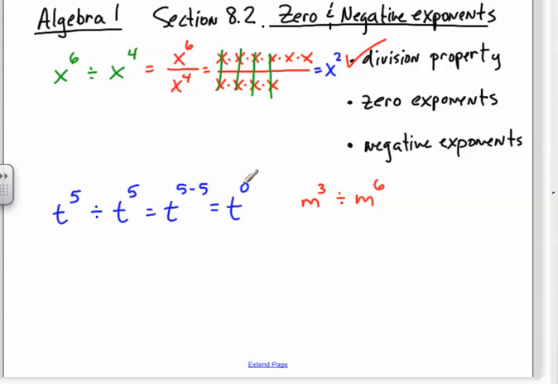Well, let's do something that we did up at the top. Let's do t to the 5th over t to the 5th. Now that's true, right? Because it's a division problem. Wait a minute. Any number over itself is always equal to 1. That means t to the 0, whatever it is, equals 1. t could be a billion, it could be -4, it could be the square root of 2. Any number raised to the 0 power gives me 1.